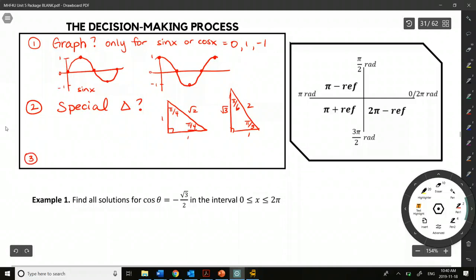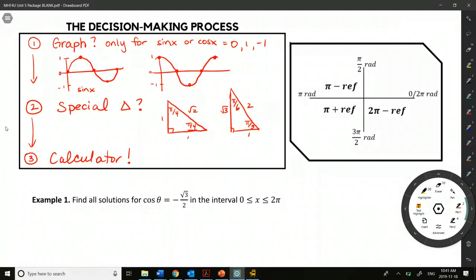And then if not, then we use the calculator. That's the last resort. Okay, so if we've gone through decision 1 and decision 2 and we've said no to both, then we will resort to using our calculator.